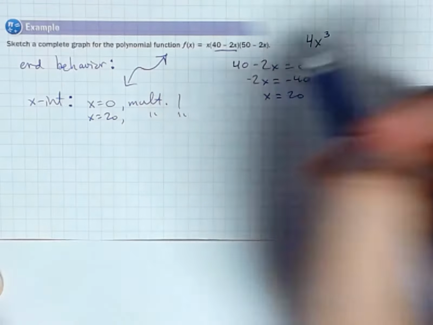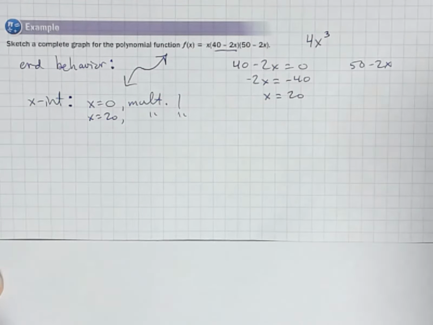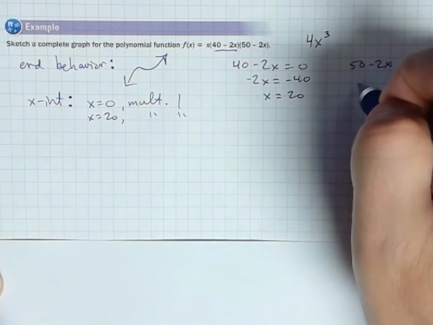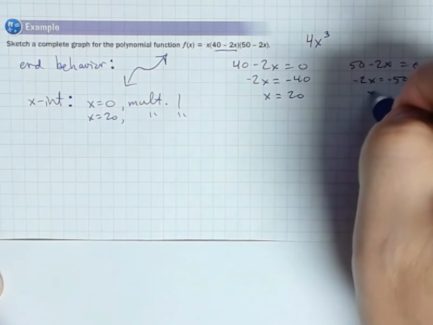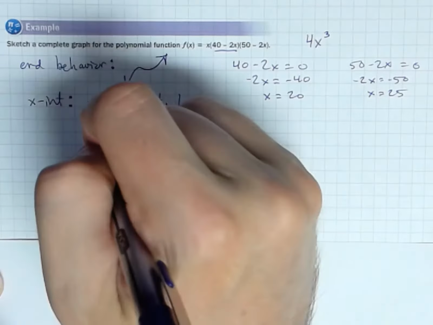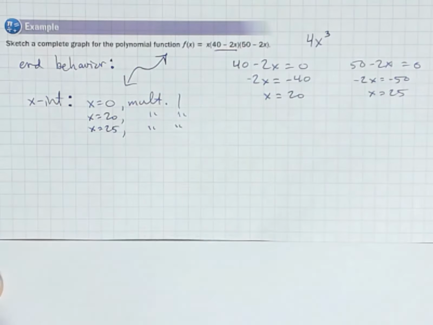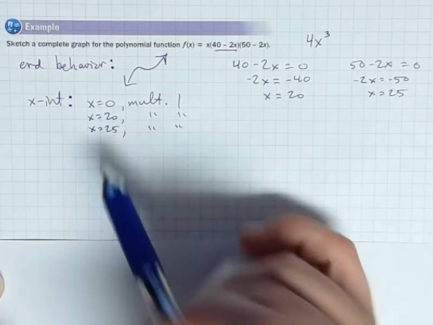And there's one more, right? 50 minus 2x equals 0. If we solve that there on the right side of your screen. So very similar. So negative 2x equals negative 50. So x equals 25. Also multiplicity 1. So this is going to cross the x-axis at each one of these.